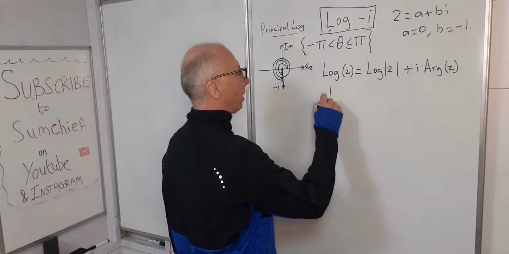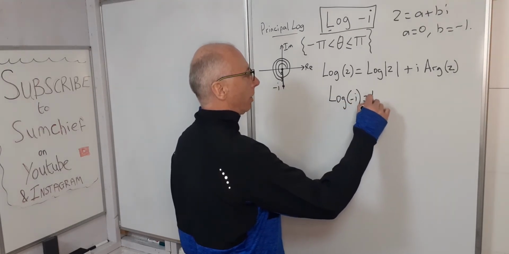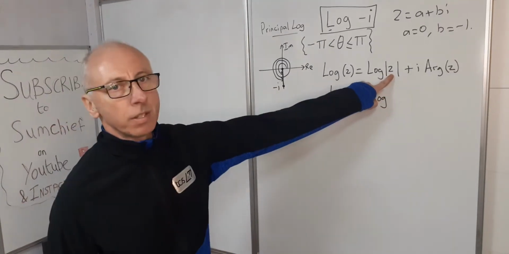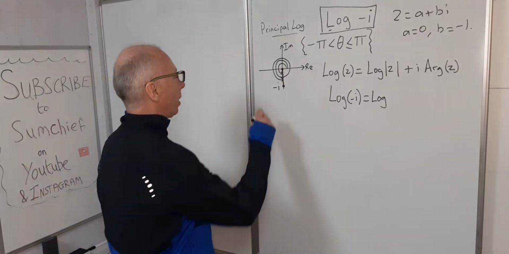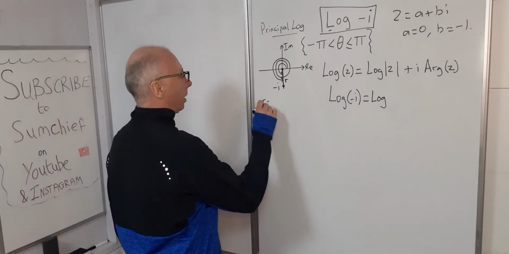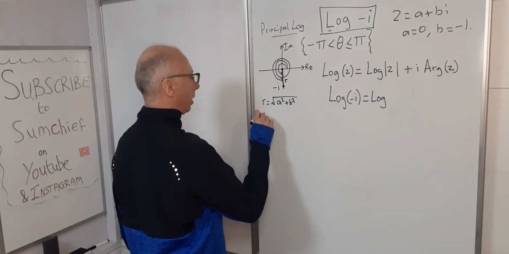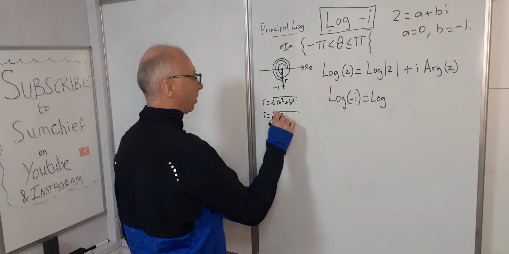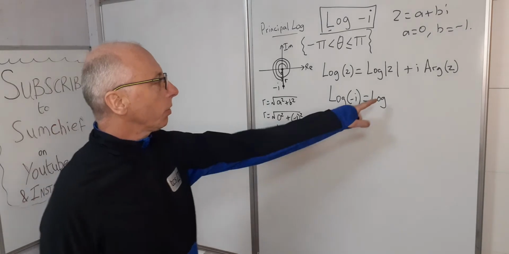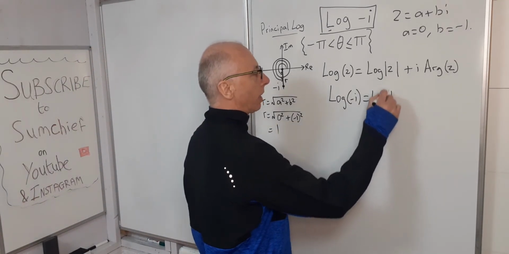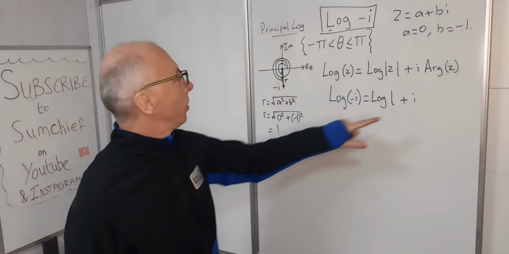So what we're looking for now is the principal log of minus i equals... Now what is this z? The absolute value of this is just 1, isn't it? Because we've got r, so r equals the square root of a squared plus b squared, and taking these ones here, r equals the square root of 0 squared plus minus 1 squared, which equals 1. So we've got the log of 1. We could take away the absolute value because we know 1 is positive, and i times the argument of z.